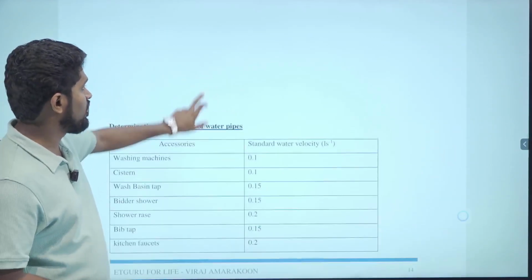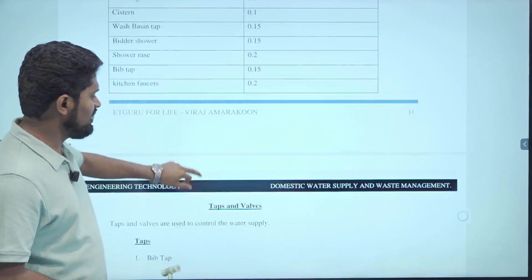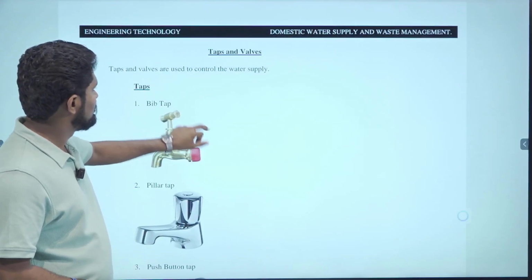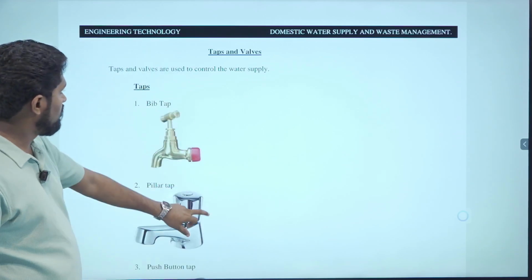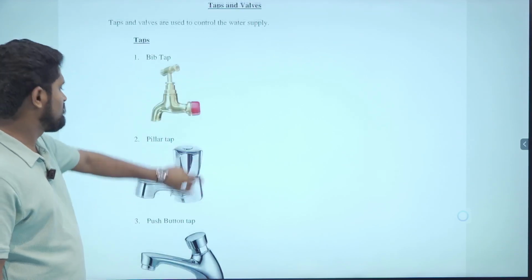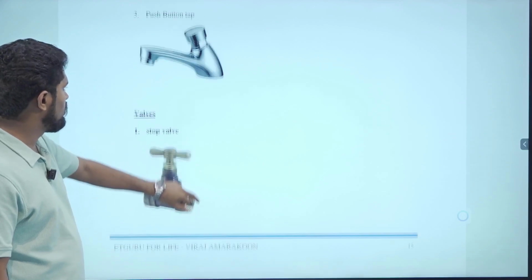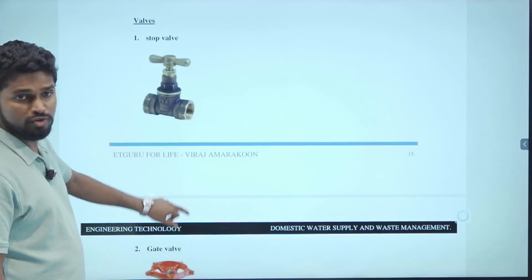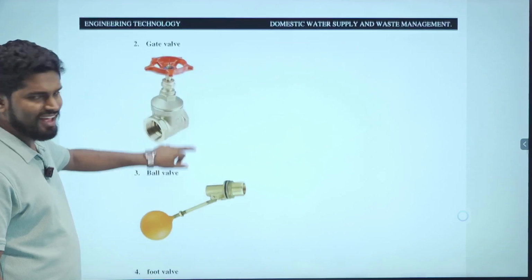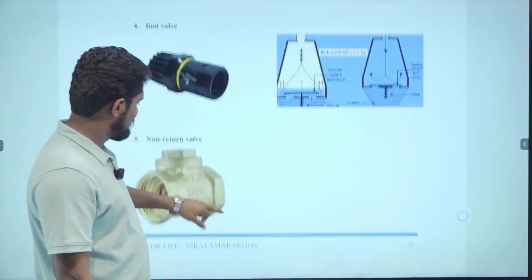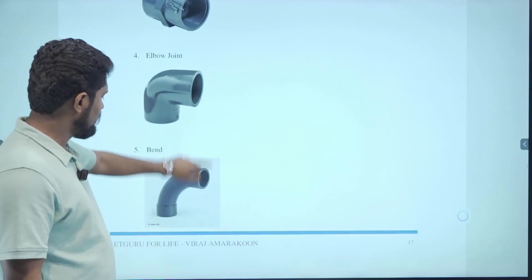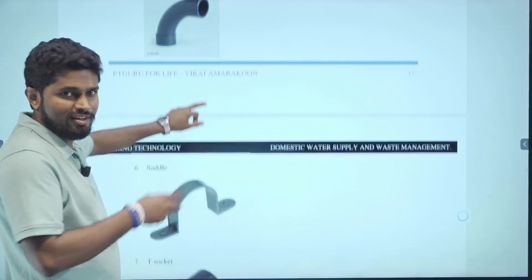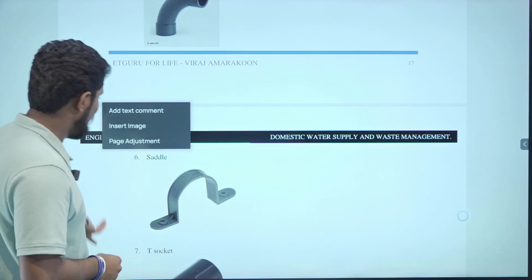Okay, the second part is about how to set up a plumbing system for domestic applications. Here we talk about the pipe types. This is a very interesting part, and also a practical part. We also have to study taps and valves. These are some different types of taps, and these are some different types of valves. We'll study plumbing fittings, and this is the content. We see what we have to study, and we will study those things one by one.